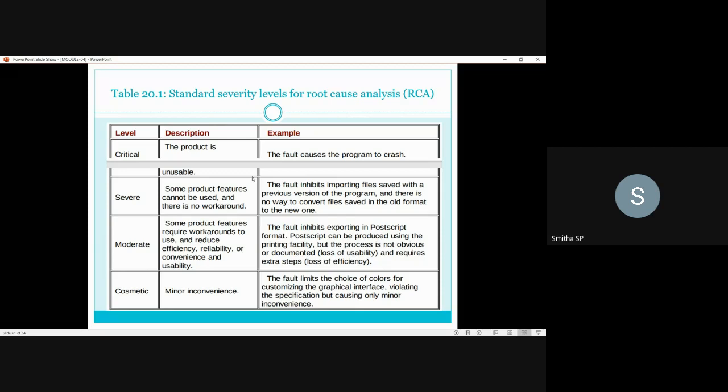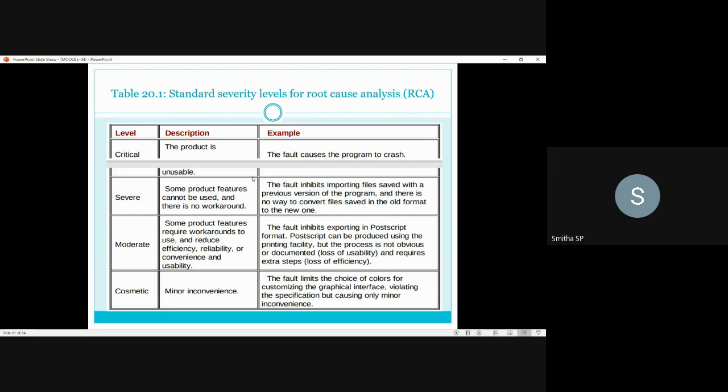They are giving an example of a scenario where you can classify a fault in the severe category. You cannot import files saved in a previous version of the program, and you can't convert those files from the old format to the new one. Such a fault we call a severe fault, because you are not able to use some of the features. So that is about severe.